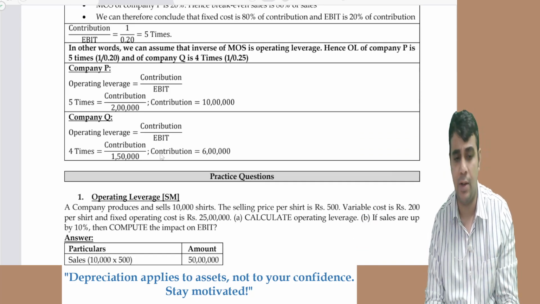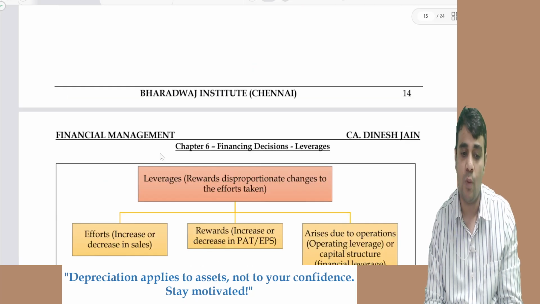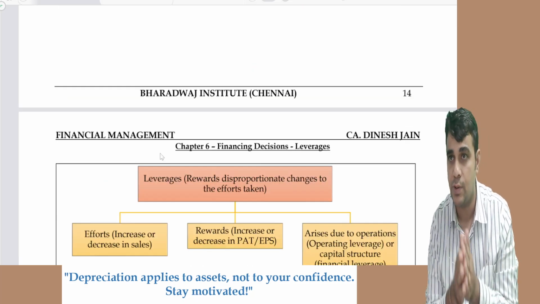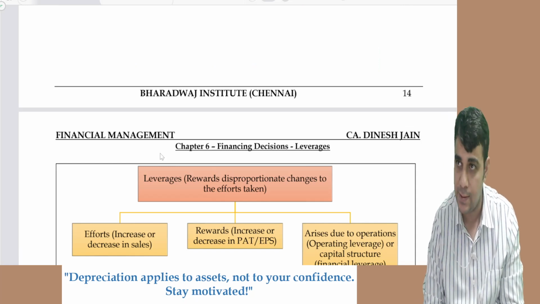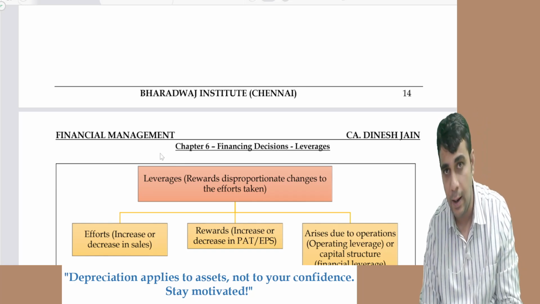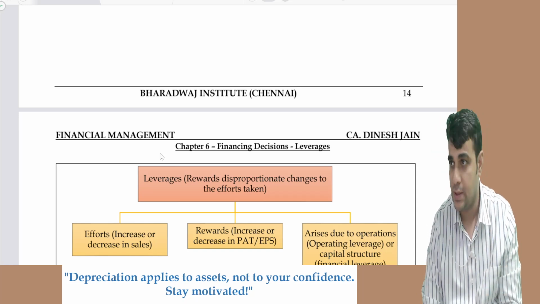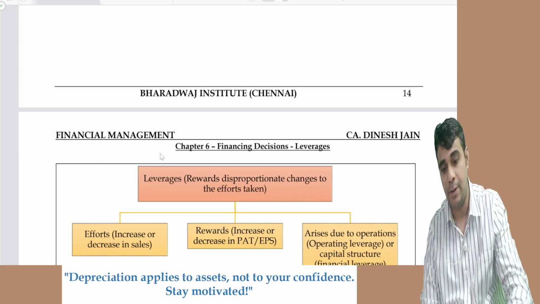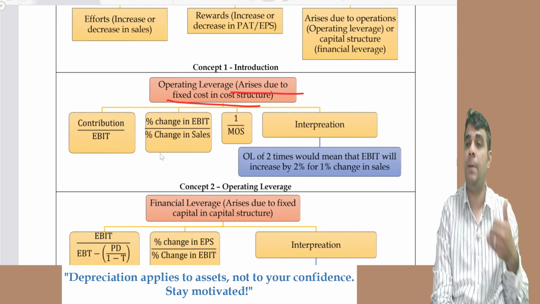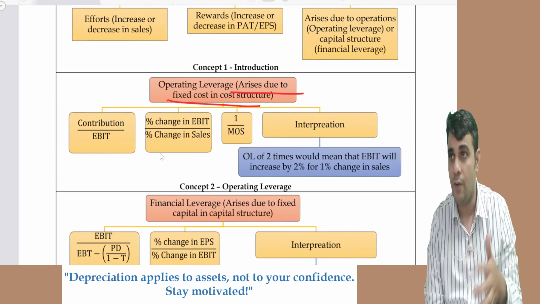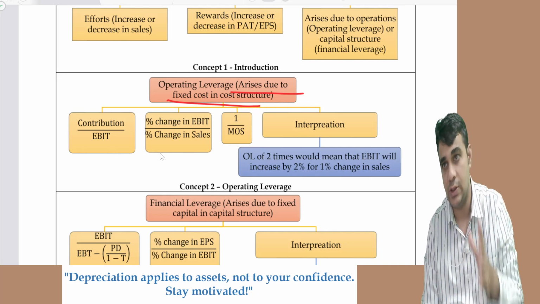Very simple chapter. I'll quickly revise what we had in this chapter. We started with understanding what is leverage. Leverage basically said reward is going to be disproportionate to the efforts taken. The efforts are in the form of sales, reward is in the form of PAT or EPS, and you will see a disproportionate thing happening due to 2 reasons: fixed cost and fixed capital. Fixed cost is operating leverage, contribution by EBIT, or percentage change in EBIT by percentage change in sales, or 1 by margin of safety. Interpretation is 1% change in sales, 2% change in EBIT.